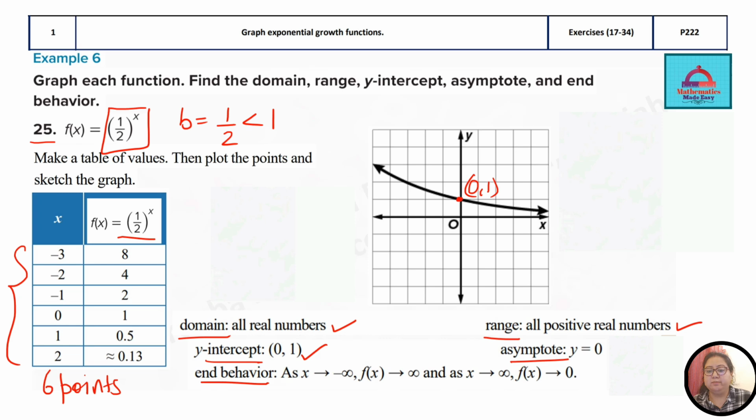Let's think about the end behavior. Is the end behavior going to change? Think about it. Here on the negative x-axis, again the graph is going up, so this end behavior is going to be the same. And on the right side it is coming close to the x-axis, so the end behavior is the same here also. Okay, so that completes question 25. Let's proceed and do some more questions now.